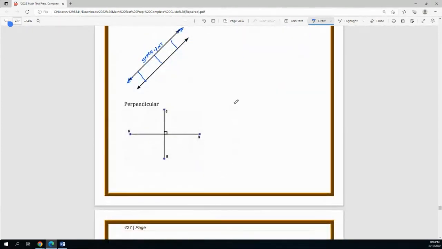Perpendicular. Perpendicular is kind of the opposite of what parallel is. Perpendicular means that your lines cross each other at one spot. In fact, the angle that these two streets hit is something called a 90-degree angle, which means it's a perfect cross. It's a perfect cross. All these guys, 90 degrees, 90 degrees. And it does not change.